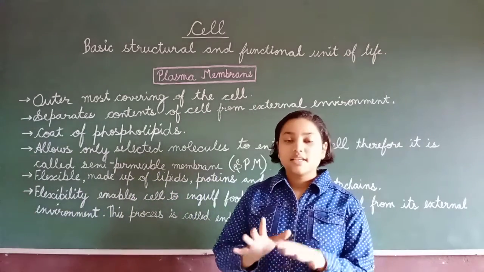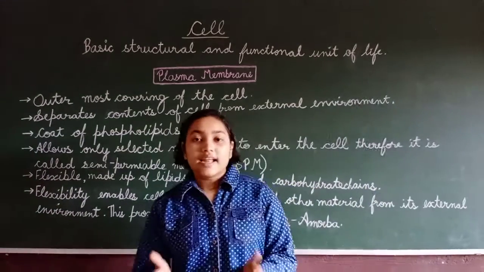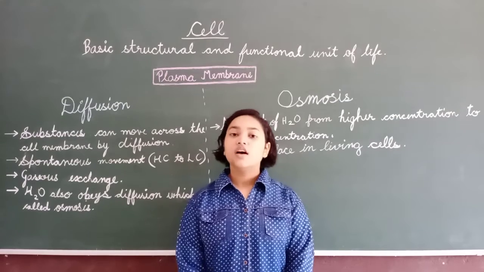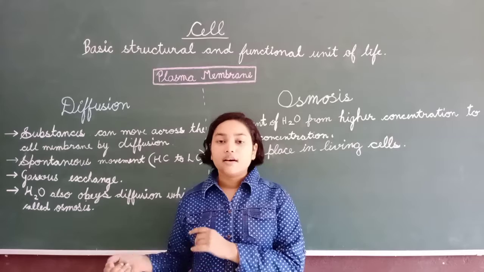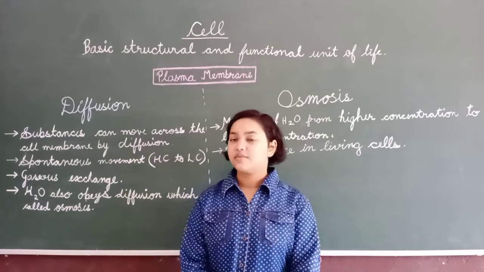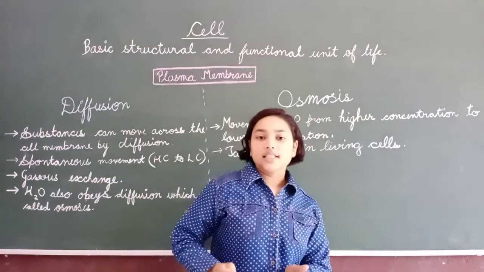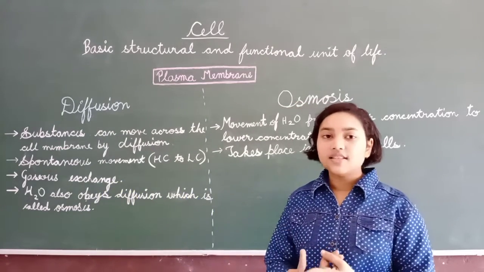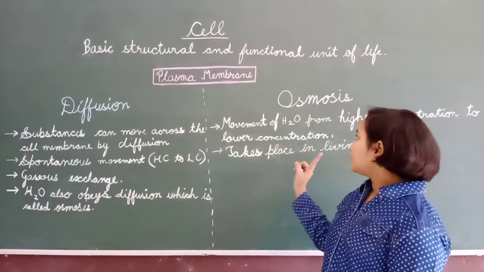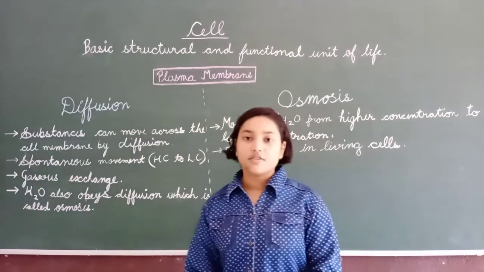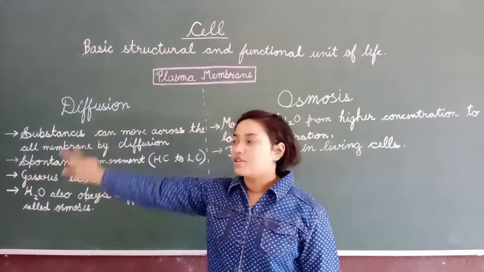So let's discuss this in detail. Now we will discuss the two different ways in which this movement into or out of the cell takes place. Diffusion and osmosis are similar to each other, but the difference is that diffusion takes place in gases and osmosis takes place for liquids or water, because the cell needs water. So first we will see diffusion.